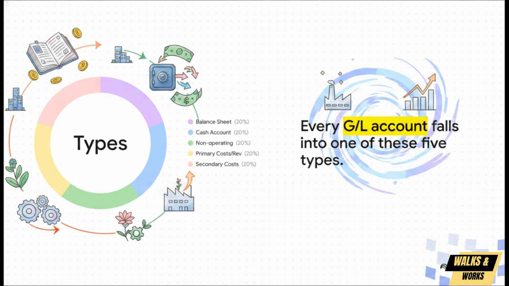Then we have non-operating expense or income for activities outside the main company purpose. And finally, primary costs or revenue and secondary costs. Those last 2 are incredibly important because they serve as crucial direct links to the controlling area. Secondary costs, for instance, capture value flows completely inside the organization, like your overhead allocations.